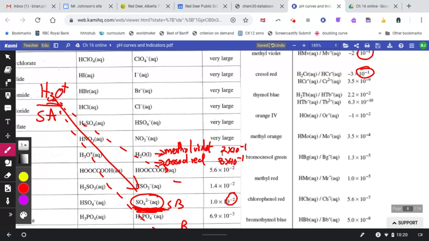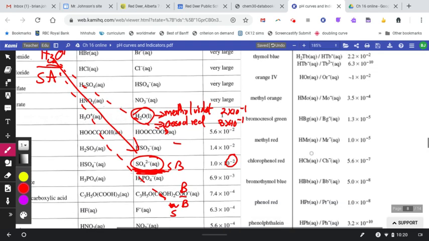They are very, very weak bases. They're almost as weak as water. They sit just below water on the base strength. If I chose, let's go with this one, orange 4. It is 1 times 10 to the minus 2. It's the exact same as this. That would muddy the waters. They'd both be changing at the same time.